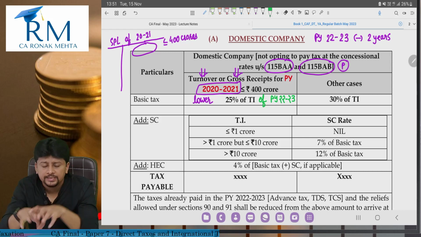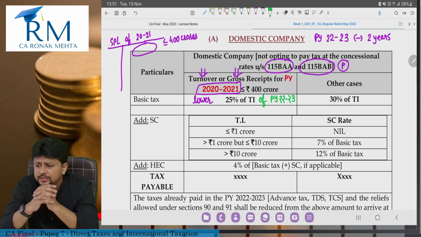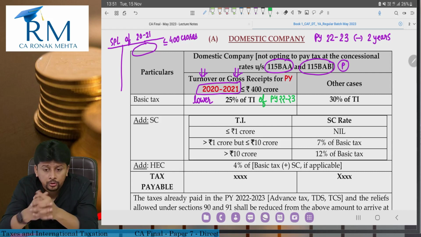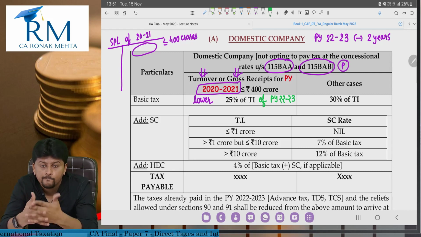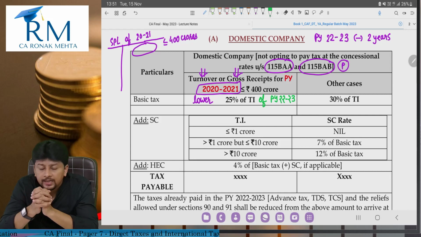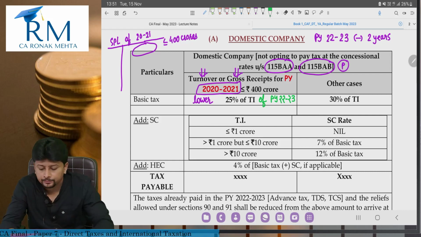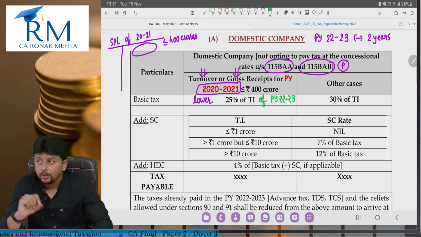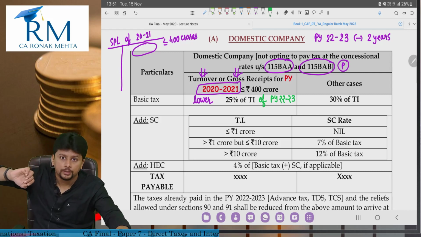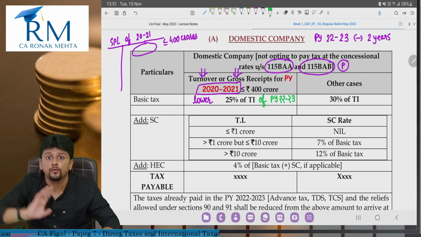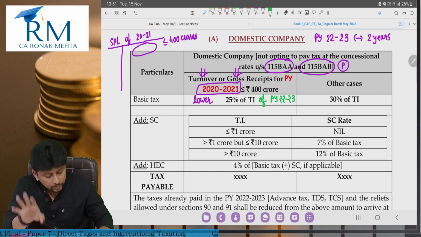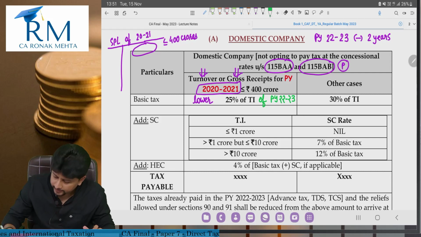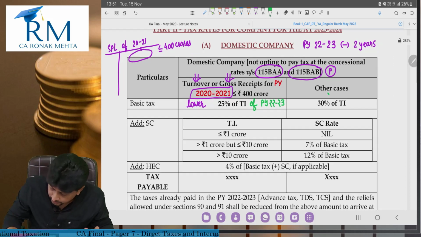The corporate sector has been consistently pressurizing the Indian government to reduce the tax rate. So the government came out with this solution. The government said, if 2 years ago your turnover is less than or equal to 400 crores, then today you pay tax at the rate of 25%. Otherwise you pay tax at the rate of 30%.